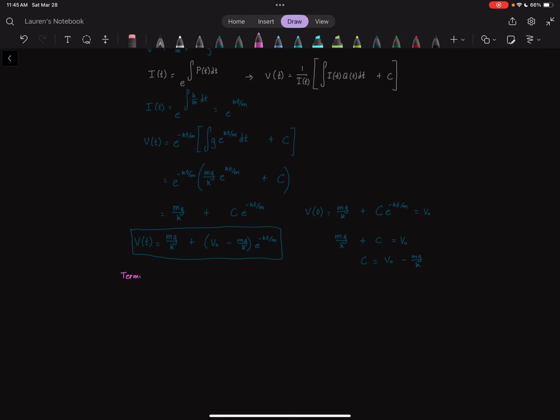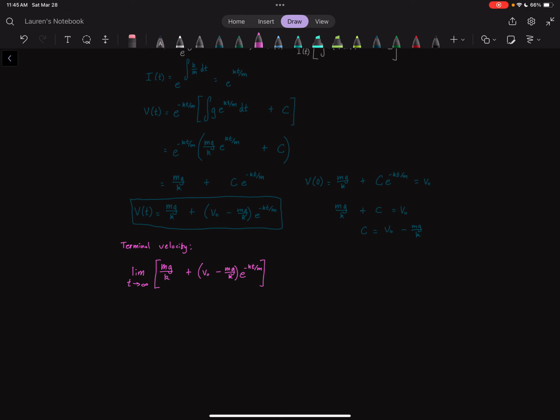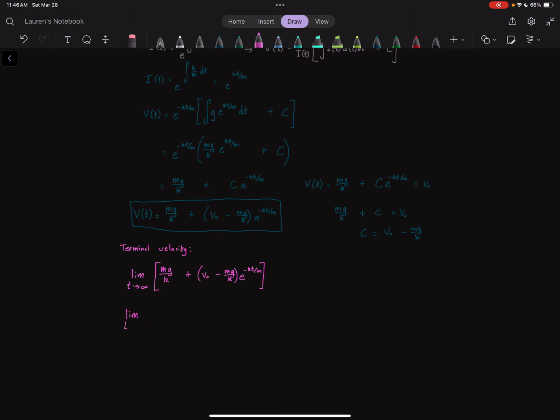So, terminal velocity check. The limit as t goes to infinity of this expression here, mg over k plus v naught minus mg over k times e to the negative kt over m. Remember the negative sign in the exponent means it's on the bottom. So this is really the limit as t goes to infinity of mg over k plus v naught minus mg over k, divided by e to the kt over m.